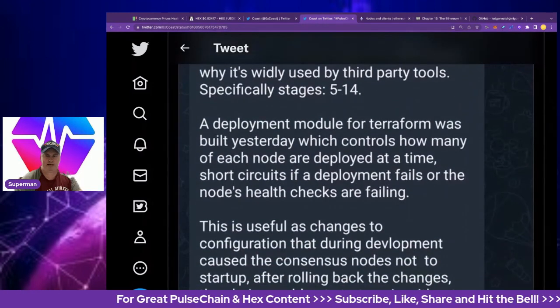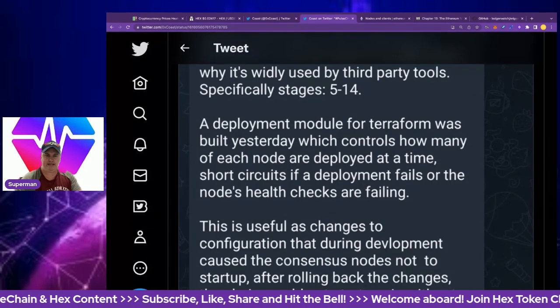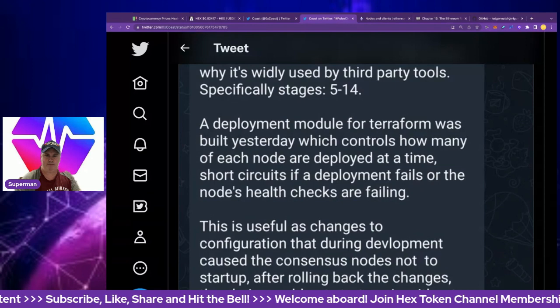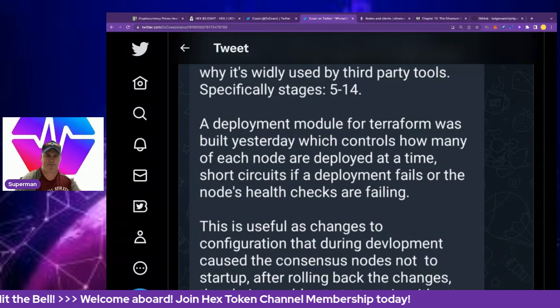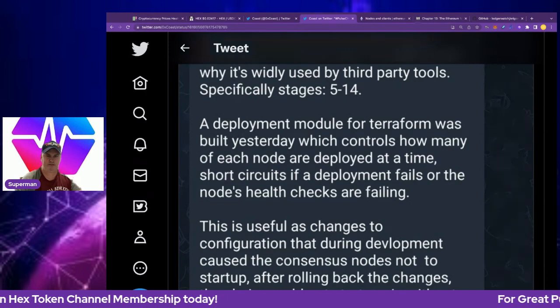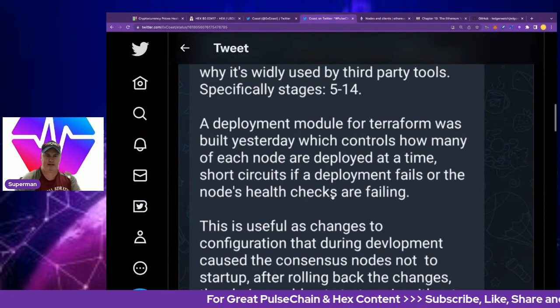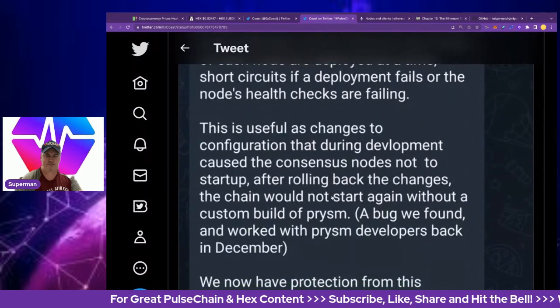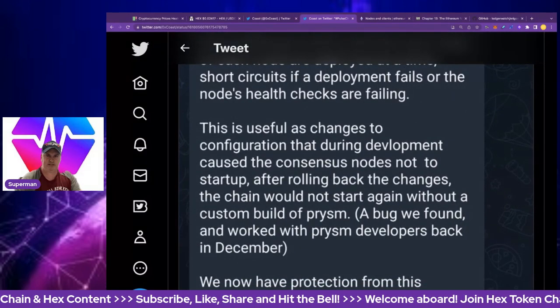A deployment mode for Terraform was built yesterday, which controls how many of each node are deployed at a time. Obviously, the more nodes, the better the system is going to run, particularly if you're doing large confirmation times. It short circuits if a deployment fails or node health checks are failing. This is useful as changes to configuration during development caused the consensus nodes to not start up. That's not very good, is it?